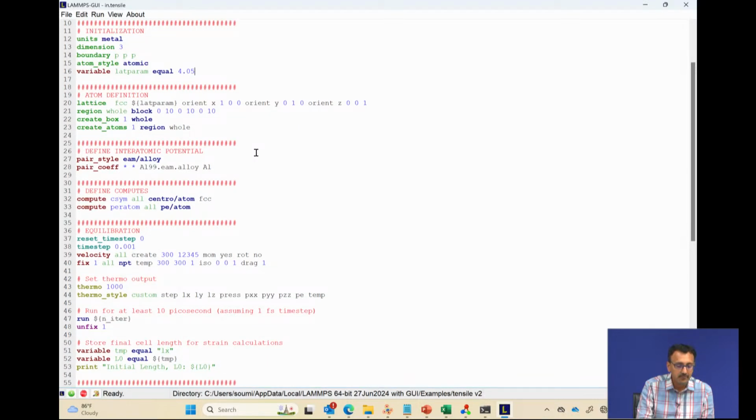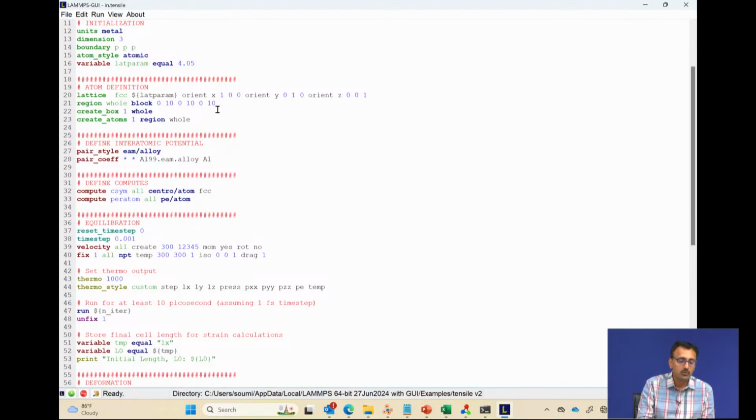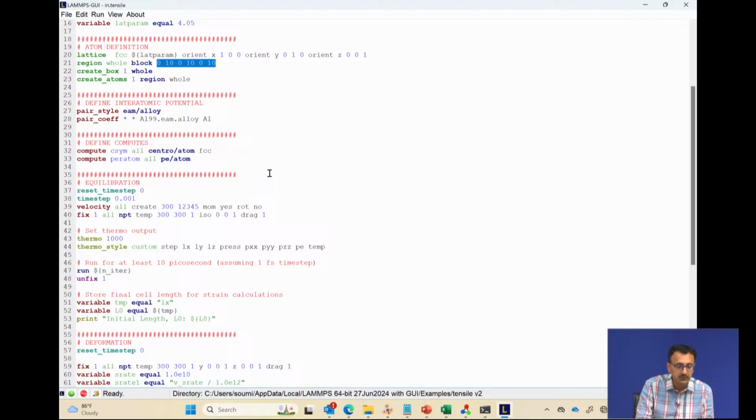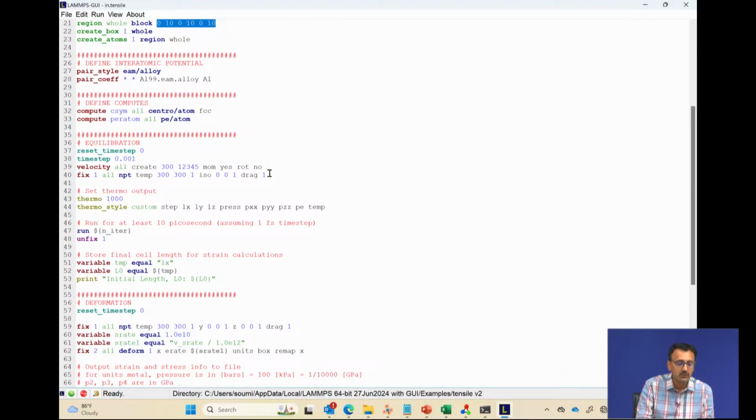So this is a bigger system. We are defining a block of 0 to 10, 0 to 10 and 0 to 10 angstrom. We will see how many atoms it generates. We are still using the same potential model.